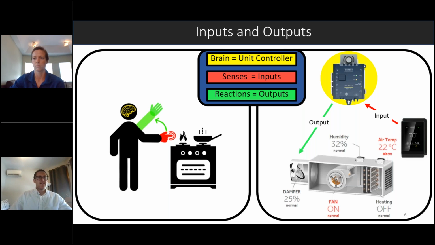And then from there, you're able to react based on those inputs. So in this case, putting your hand near a hot stove, you'd have an input from your sense of touch sent to your brain. And then your brain would make a logical decision, which would be: move your hand away, it's hot. So that reaction would be the output from your brain.